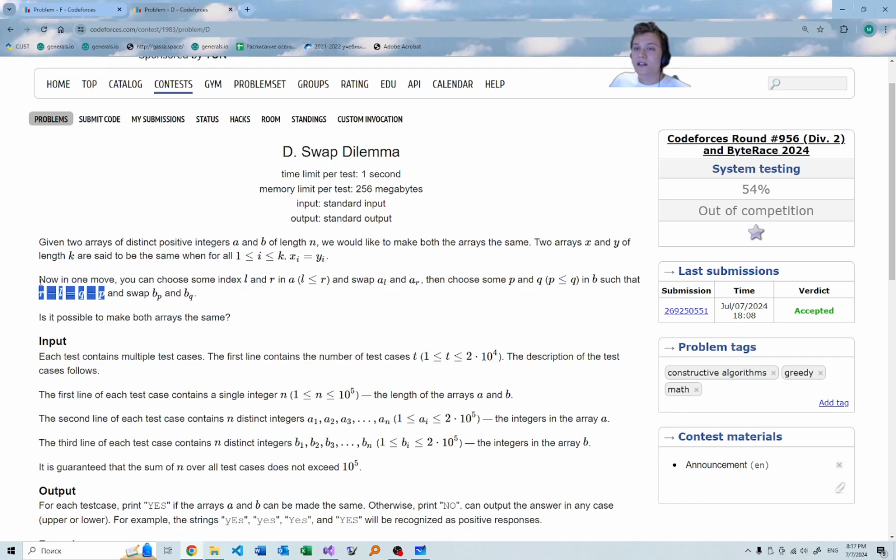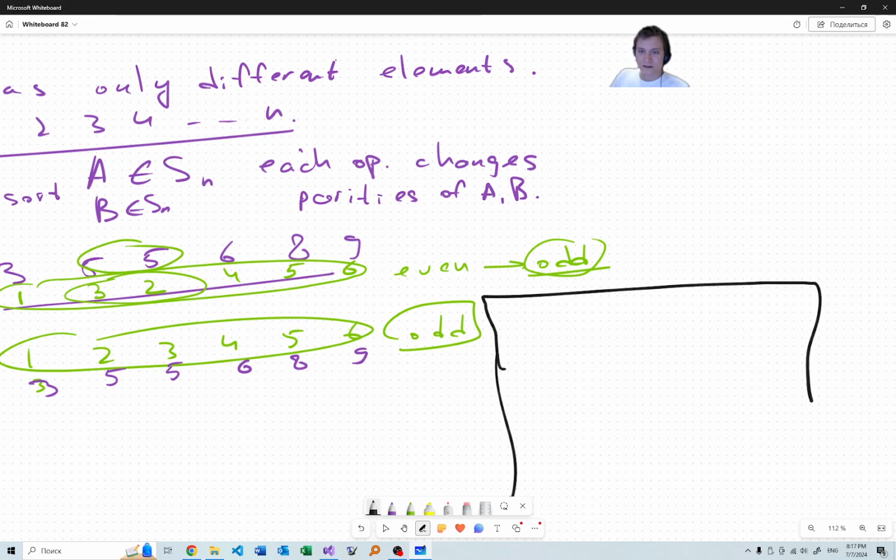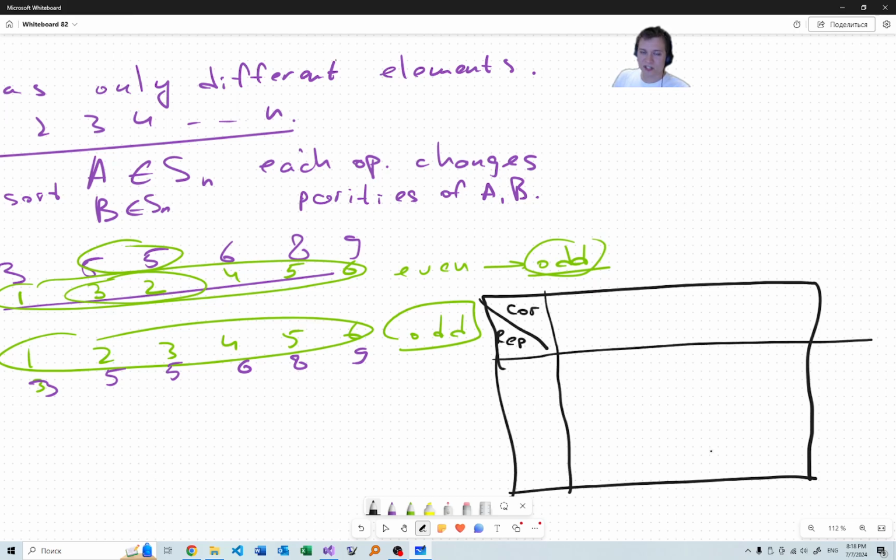Okay, so what I want to say is that, let me draw a table for you. There can be a correct answer and there can be a reported answer. The correct answer can be yes or no, and the reported answer can be yes or no.